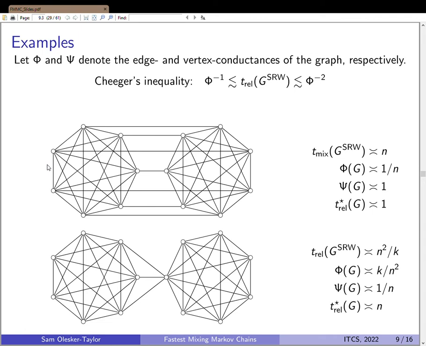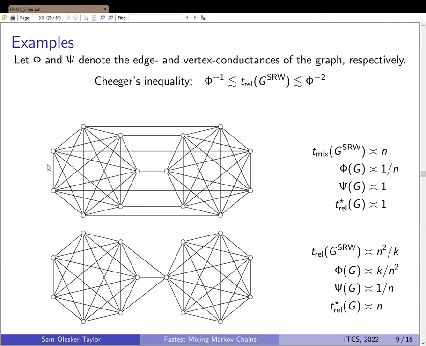And so we can create a chain with relaxation time that's somewhere between n and n squared log n. And in particular, you can get one with a relaxation time that's order n. How would you do this? You can use a sparsification technique.